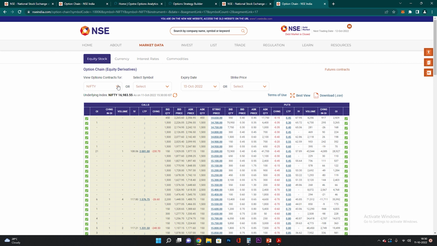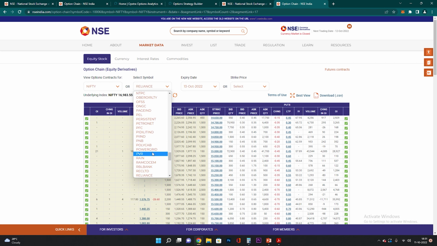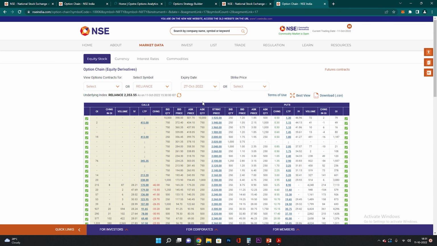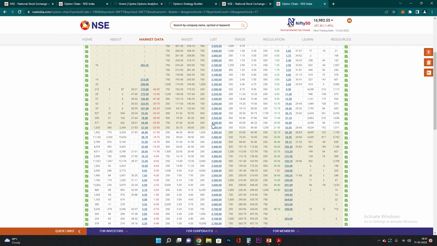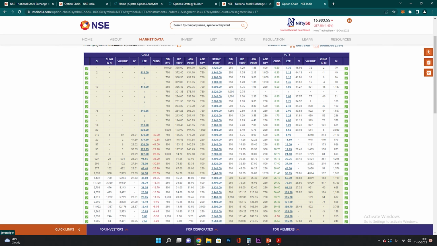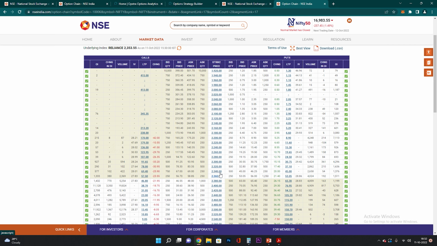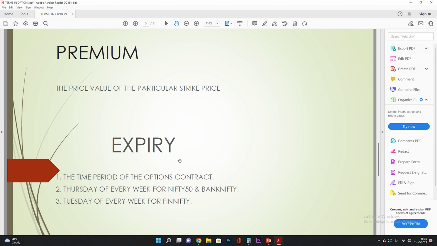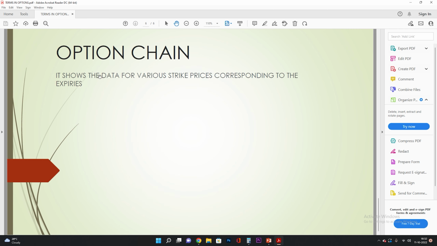So I will show you here for stocks. I am taking Reliance as an example. It will be monthly expiry. See, October, November, December. It will be available only for 3 months. I have said strike price for stocks will be based on the price of that stock. That's all in the option chain. So through this option chain you will get the data corresponding to its expiries. It will be very easy for you to interpret and take trades.